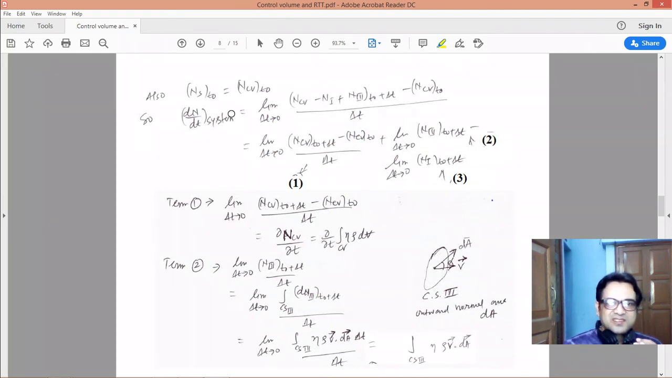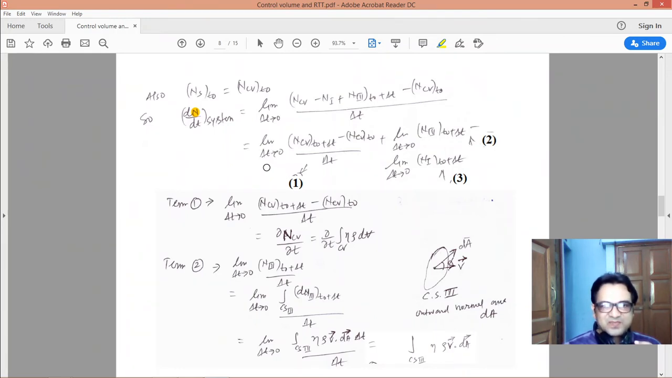And what is Ns at t naught? At t naught, both system and control volume are overlapping each other. So Ns at t naught will be N cv at t naught. So now put these values to find out the rate of change of any extensive property N. So put these values in the limit and do some little rearrangement.